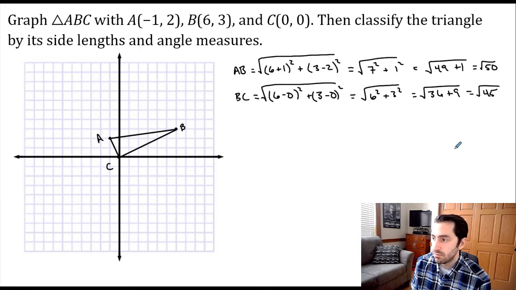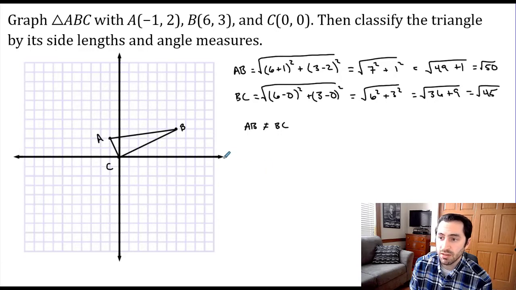And again, I could simplify that, or I could type that into the calculator, but comparing those two radicals, the square root of 50 and the square root of 45 are not the same. So that means that AB is not the same length as BC, which means that this is not an isosceles triangle. So this is going to end up being scalene.